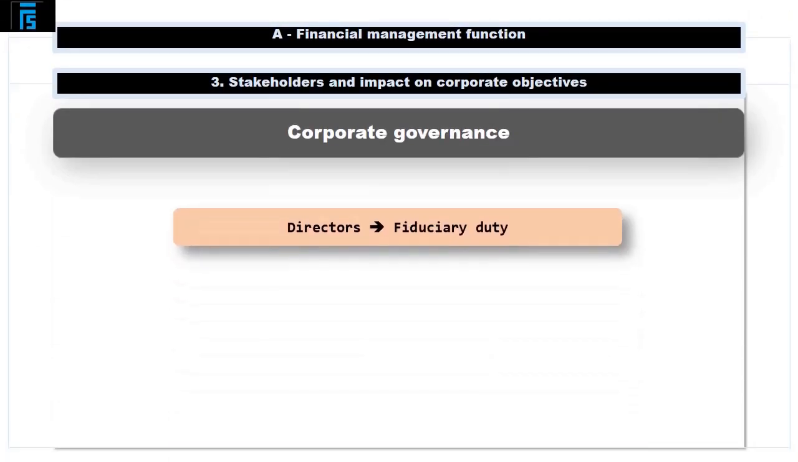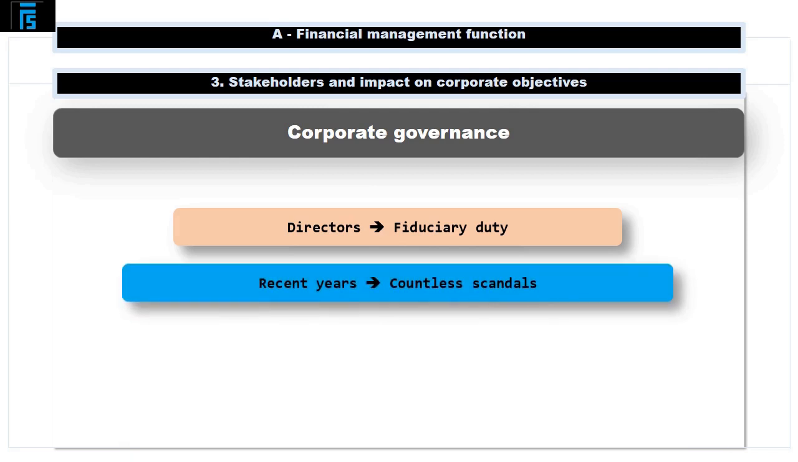Corporate governance. As you know, there is a separation between the owners and the management. Directors have a fiduciary duty to the shareholders to act in their best interests. However, over the years there have been countless corporate scandals where directors have acted unethically to inflate profits and share prices.